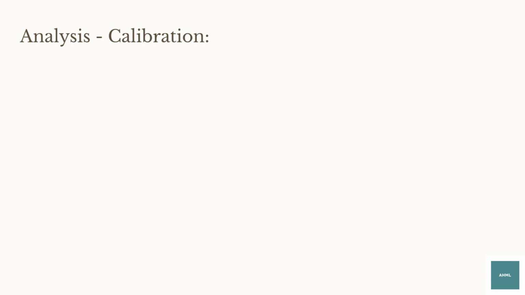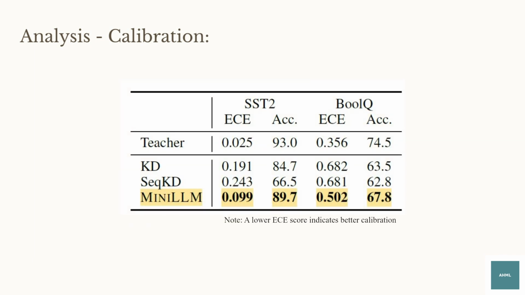Models trained with policy optimization often suffer from poor calibration, meaning the predicted probabilities do not align with the truth. MiniLLM and baselines were tested on SST2 and BoolQ classification tasks using expected calibration error, or ECE. The baselines are worse calibrated than the teacher model, likely because forward KL pushes high probabilities to void regions. In contrast, MiniLLM focuses on high-confidence areas, reducing the calibration error.